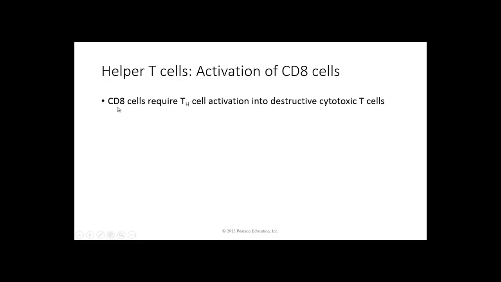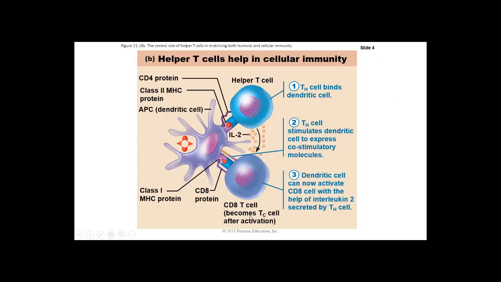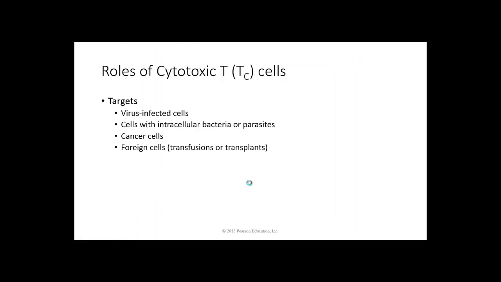So the cytotoxic T cells, which we call CD8 cells, require T helper cells to activate them into the destructive kind of cytotoxic T cell. So here we see a T cell, CD8, and here's a helper T cell. Together, they bind to this antigen-presenting cell, and the interleukins produced by the helper T cell will activate this to become a killer T cell, where it can actively go and recognize and kill virally infected cells. So it's important that the helper T cell activates B cells, and it activates these cytotoxic T cells.